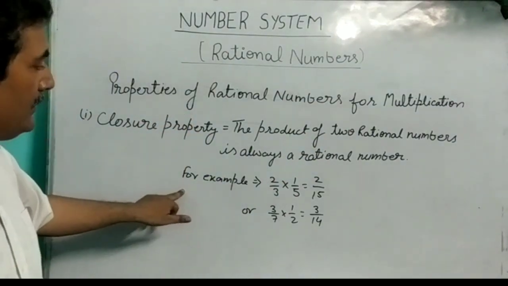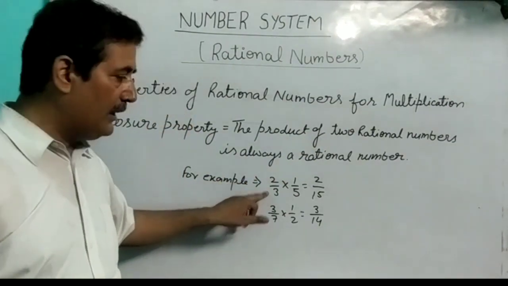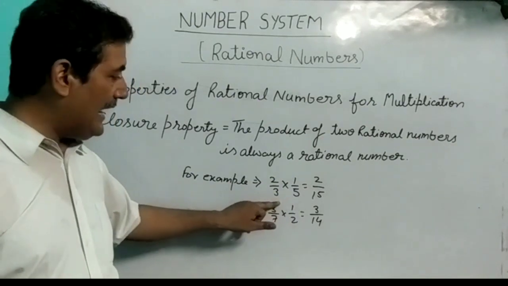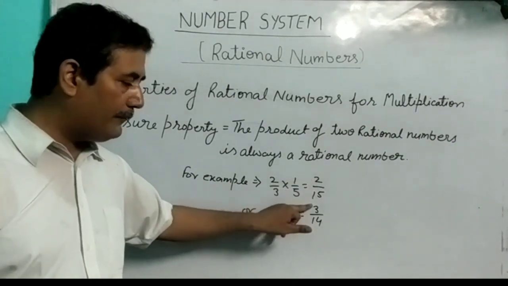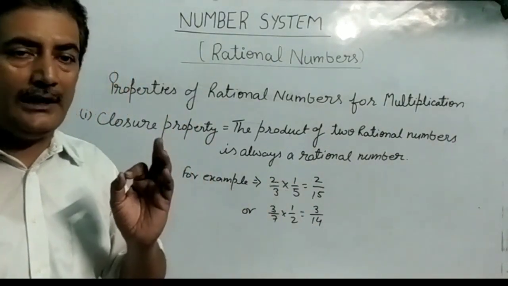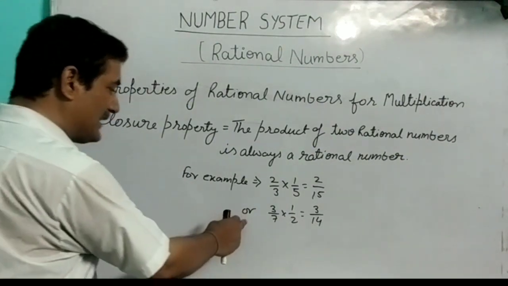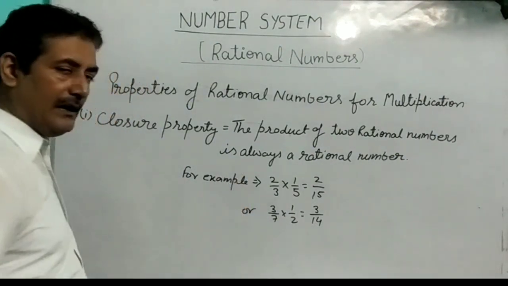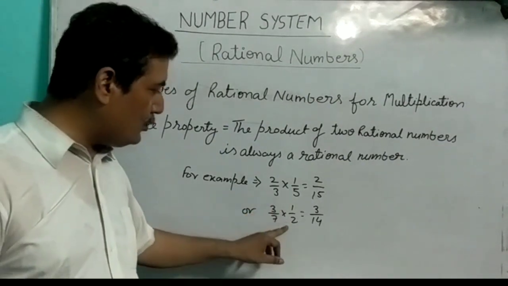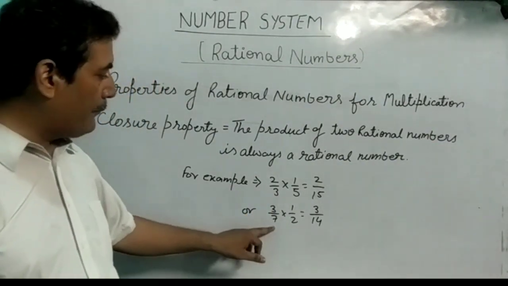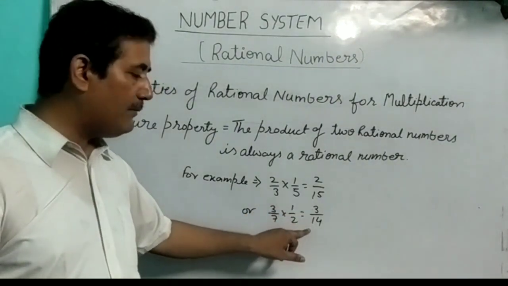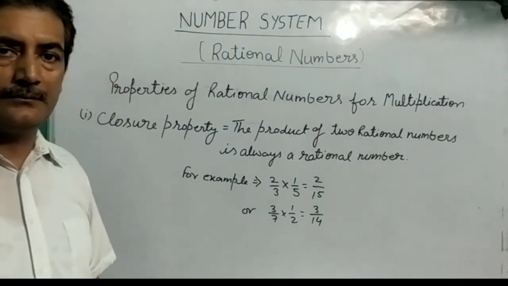For example, 2 by 3 is a rational number, 1 by 5 is a rational number, and their product 2 upon 15 is also a rational number. Similarly, next example, 3 by 7, a rational number, 1 by 2, also a rational number, and their product is also a rational number, 3 by 14.